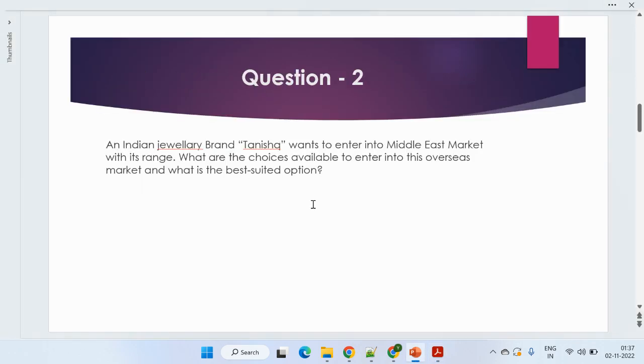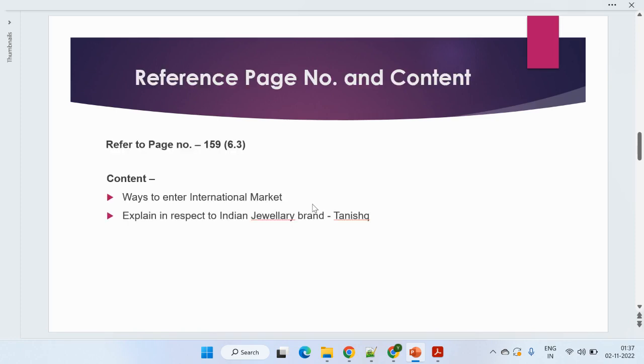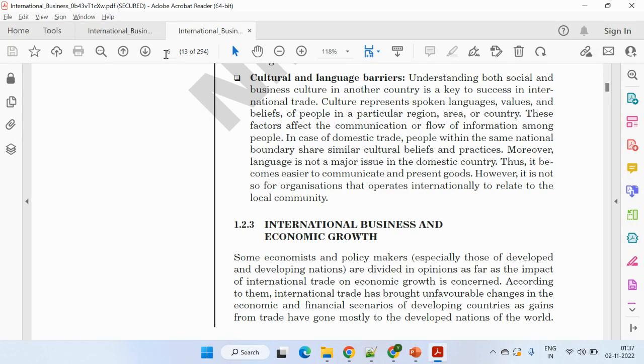Going to the second question, it's a little bit case study based. An Indian jewelry brand Tanishq wants to enter the Middle East market with its range. What are the choices available to enter into the overseas market, and what is the best suited option? So, what are the ways to enter into the international market? Firstly, we need to understand the different ways. So, going to page number 159.